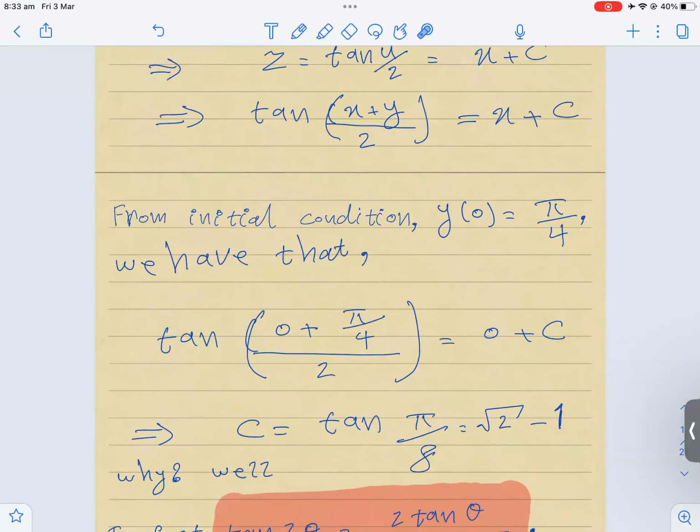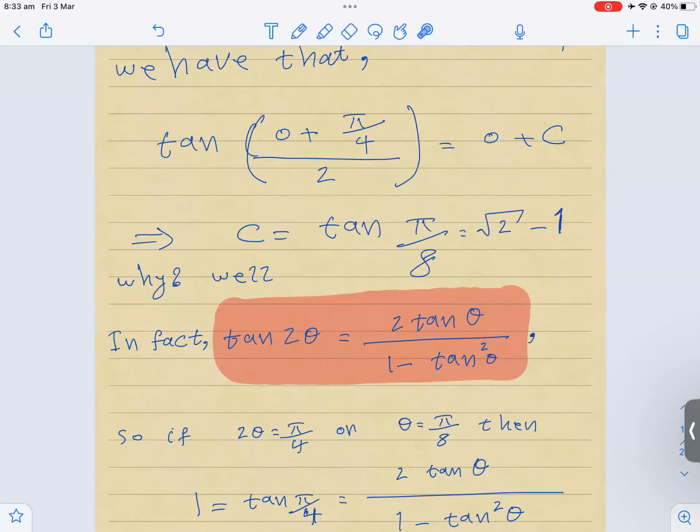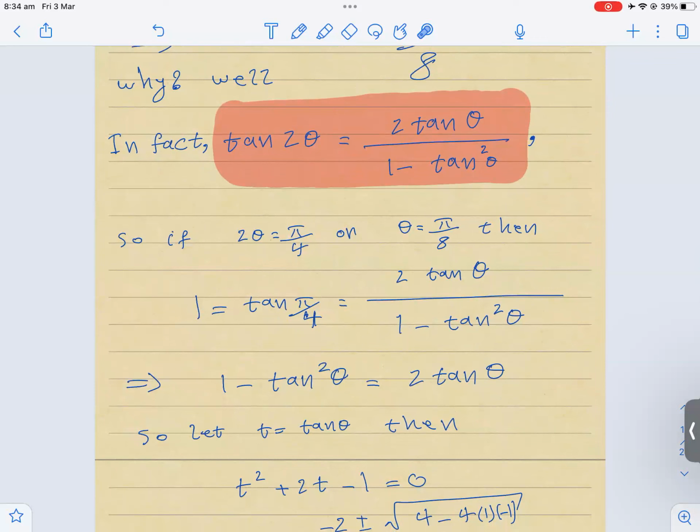Yes, we are almost done. Initial condition was y of 0 equal pi over 4. So it will be tan of 0 plus pi over 4 divided by 2 equal to 0 plus c. So c will be tan of pi over 8, which is equal to square root of 2 minus 1. How I was able to get the tan of pi over 8, I have written here, and I will try to upload this one in Canvas.